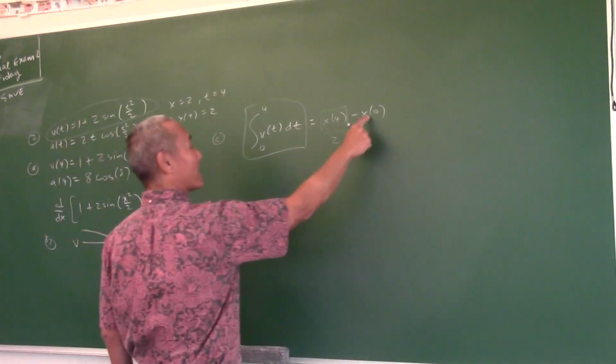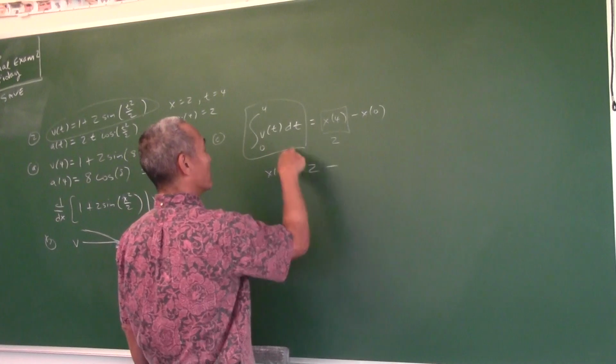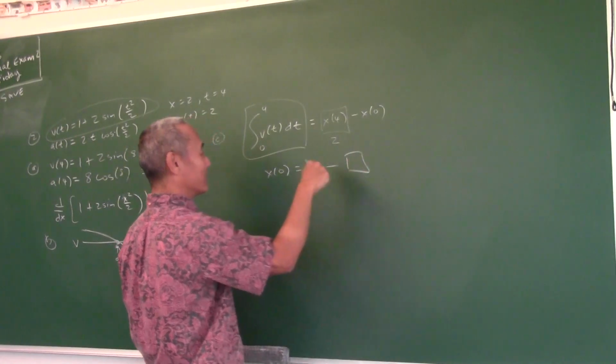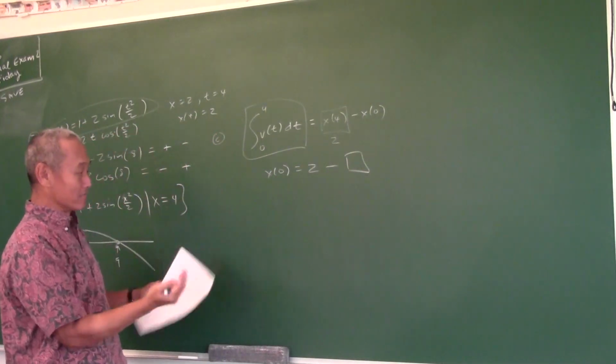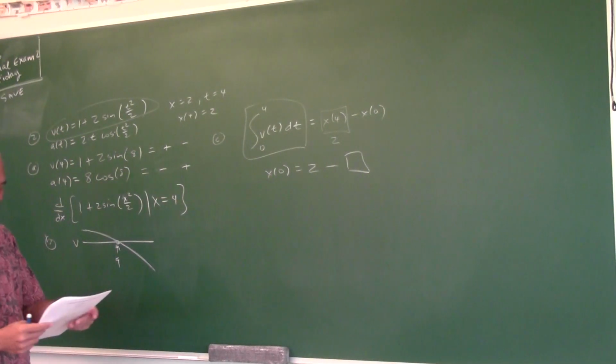So how do you compute x of 0? Well, if you bring this one on this side, x of 0 is equal to 2 minus whatever integral you got there. And you could leave it like that, or you could actually do the subtraction on your calculator. But please give at least 3 decimal places there.